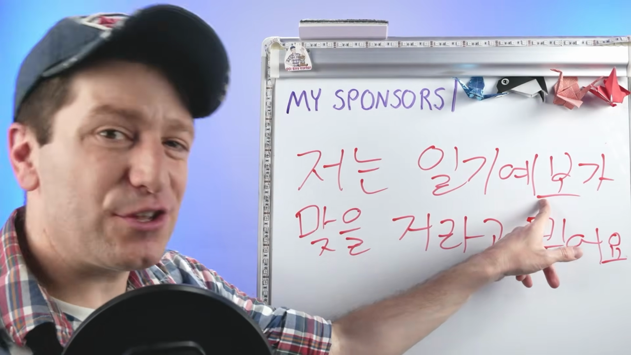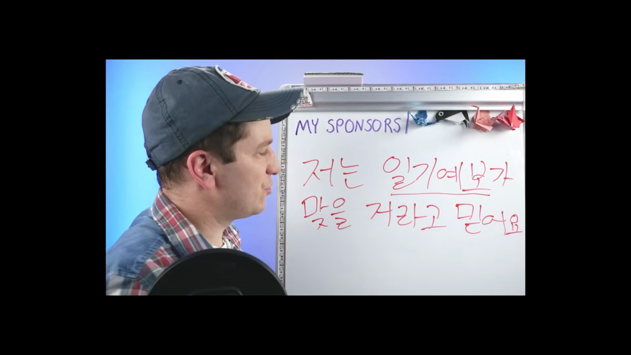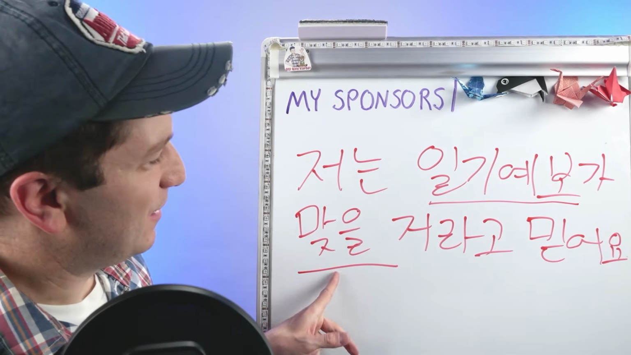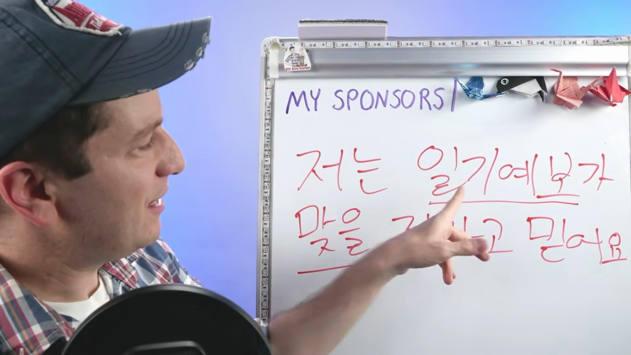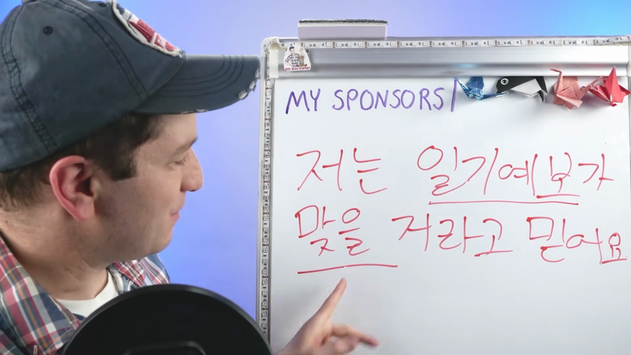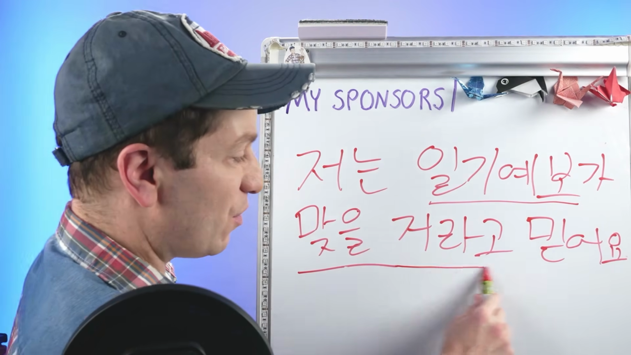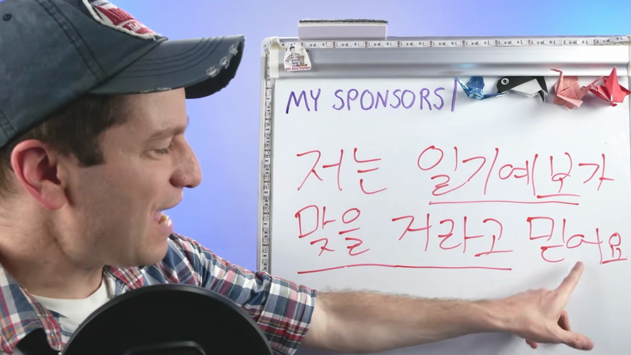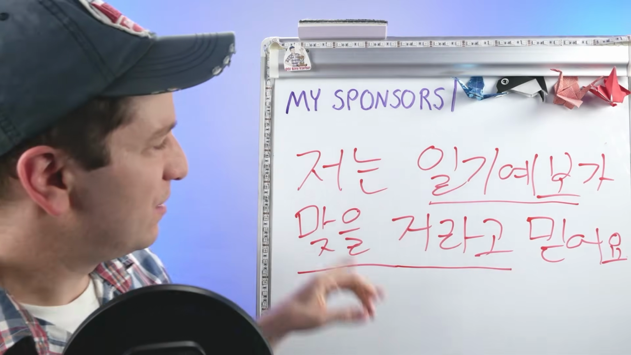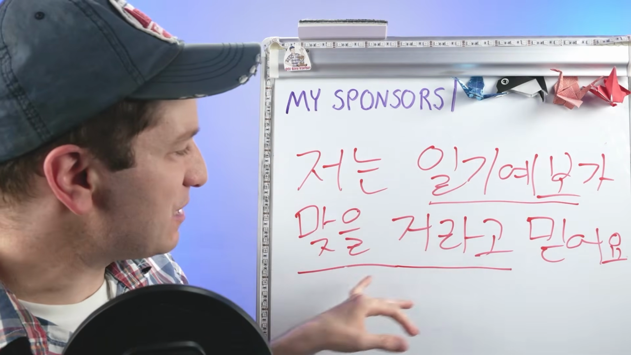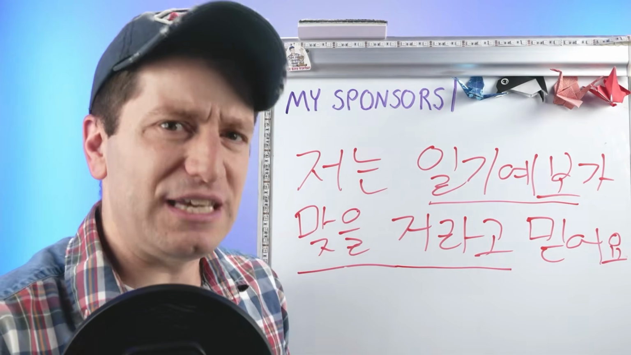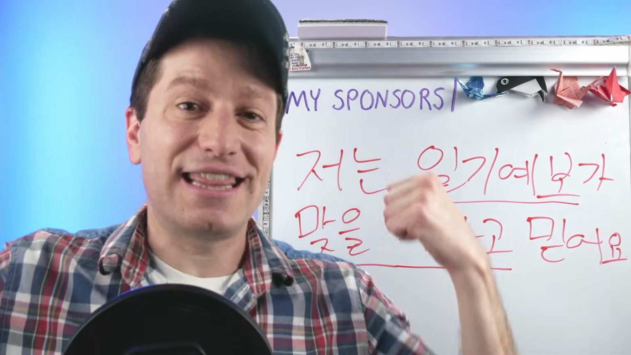일기예보 is weather report. No, this is not a JoJo reference. 맞다 is to be correct, to be right. 저는 I 일기예보가 맞다. So the weather report is correct. 맞을 거예요. 맞을 거라고 믿어요. So I believe or I trust that the weather report will be correct. 저는 일기예보가 맞을 거라고 믿어요. So I trust that the weather report will be correct. I trust that.